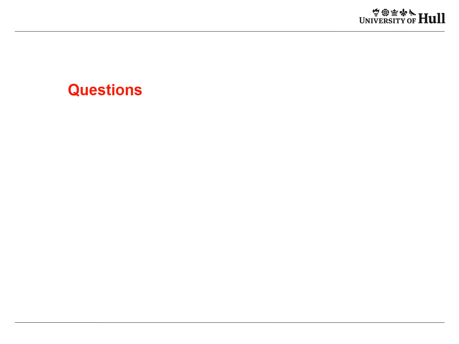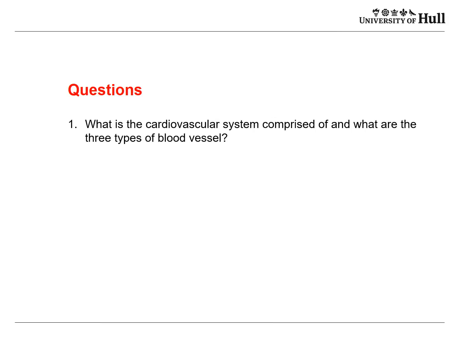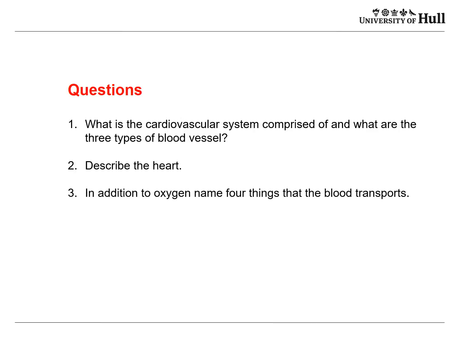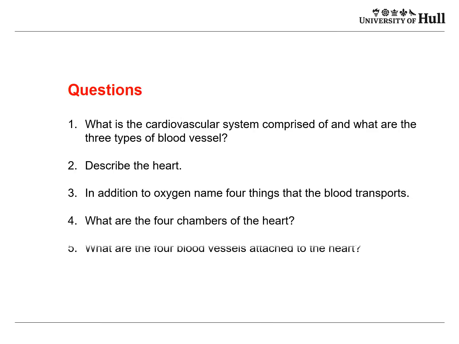So next, and finally, some questions. 1. What is the cardiovascular system comprised of, and what are the 3 types of blood vessel? 2. Describe the heart. 3. In addition to oxygen, name 4 things that the blood transports. 4. What are the 4 chambers of the heart? 5. What are the 4 blood vessels attached to the heart? 6. What are the 4 valves in the heart?